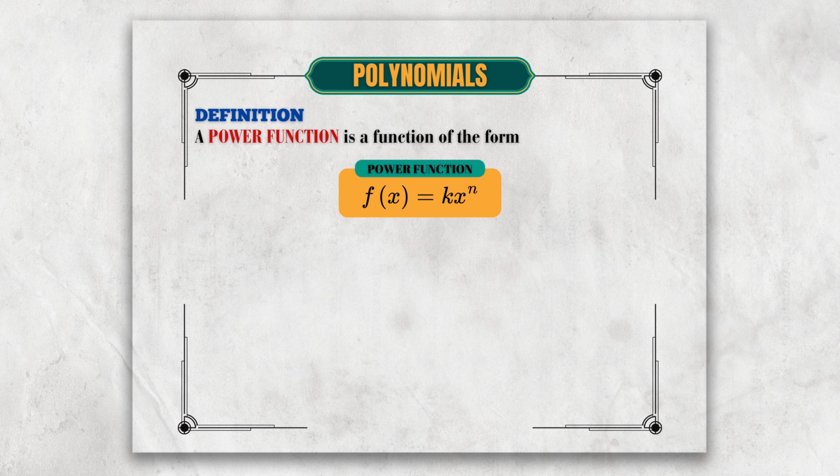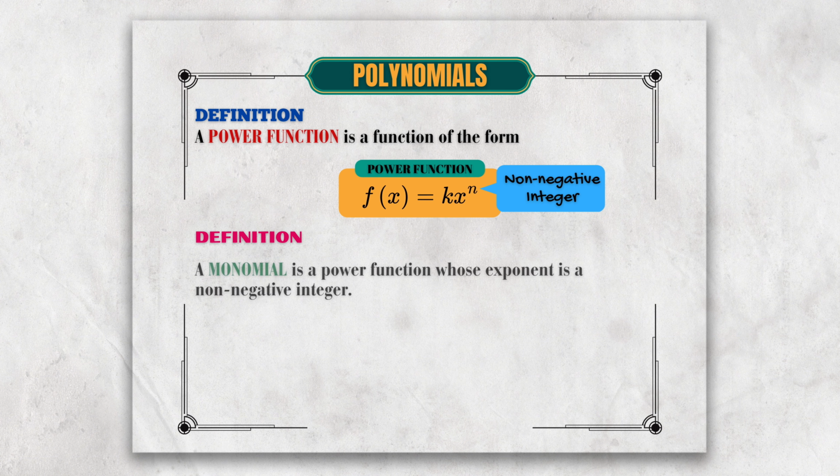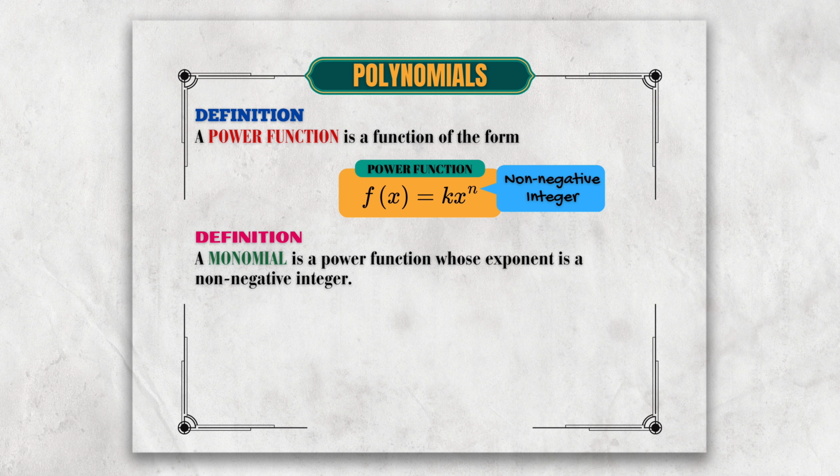Moving on, if in a power function the exponent is a non-negative integer, the power function is called a monomial. In other words, a monomial is a power function whose exponent is a non-negative integer. Remember, non-negative integers are simply the set of whole numbers, 0, 1, 2, 3, and so on. The following are examples of monomial functions.